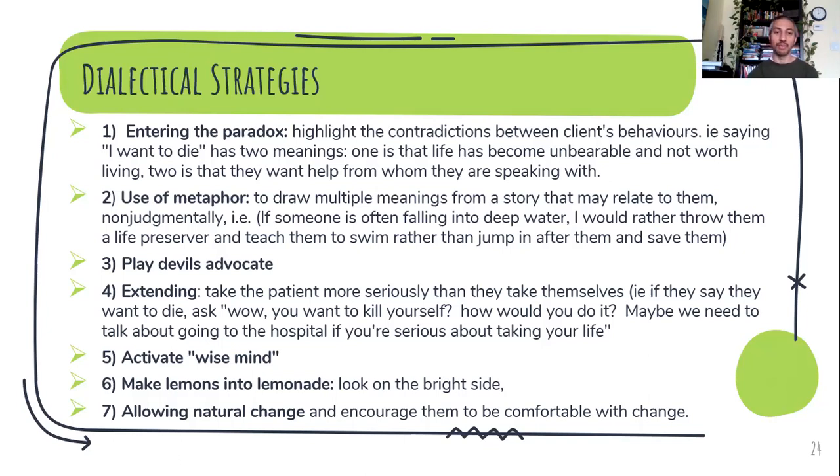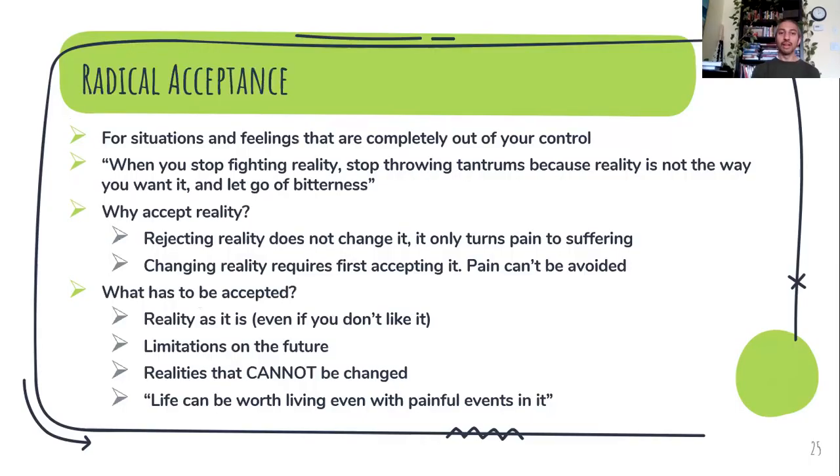We can help them activate wise mind and helping them look on the bright side, allowing for natural change. These are all things that social workers do as well. It's common in our repertoire. I'm not going to talk about radical acceptance because we should have discussed this in the lecture, but this is another really common skill to help people reduce the intensity of frustration with situations that they simply cannot change.